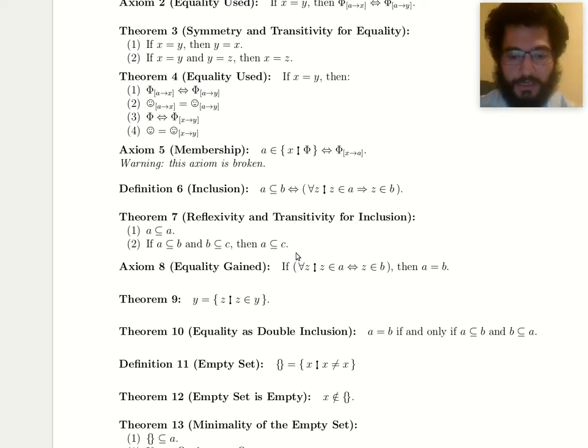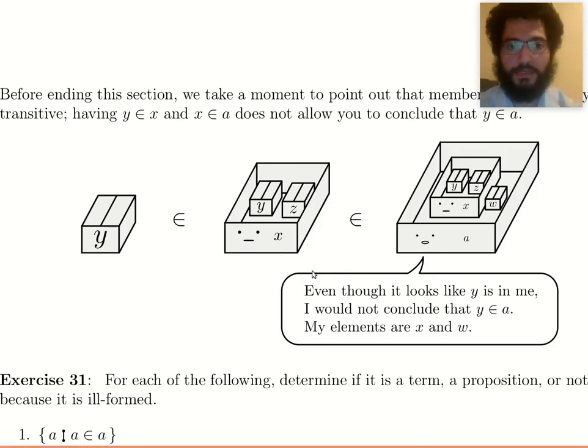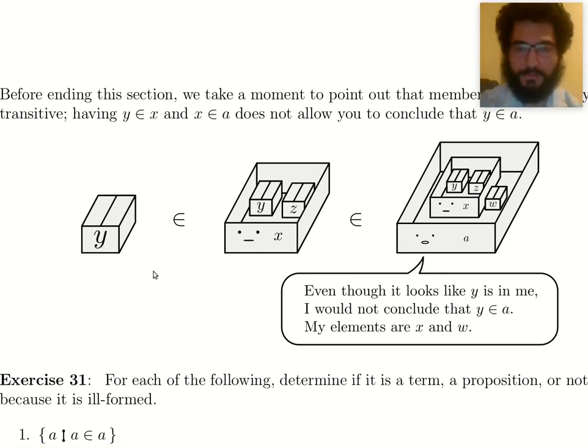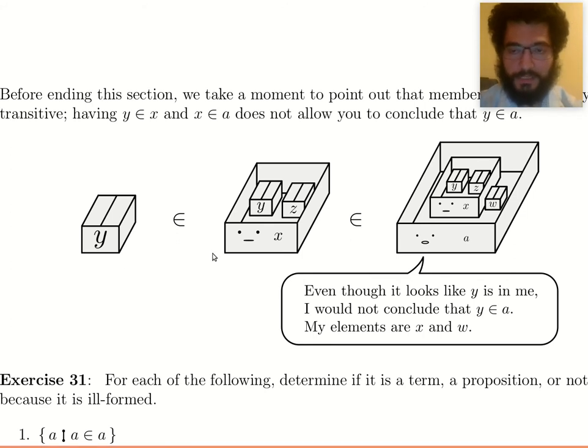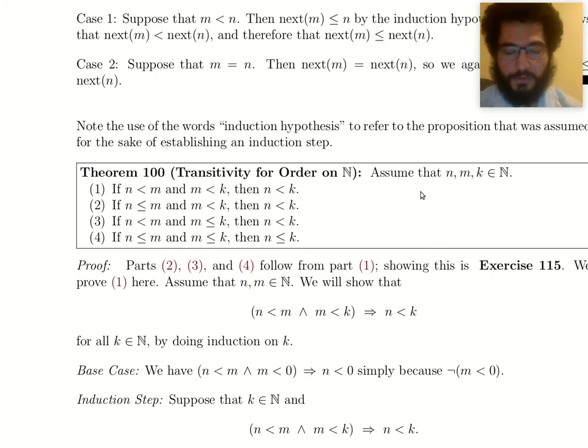Certain relations are not transitive, as you saw in this cartoon, that membership is not transitive. You can have a first thing being a member of a second and the second being a member of the third. The first will not necessarily be a member of the third. So transitivity is sometimes true and sometimes not for different objects and relations between those objects. It turns out that for natural numbers and the relation of their ordering, you do have transitivity. And this is something that we have to prove by induction.